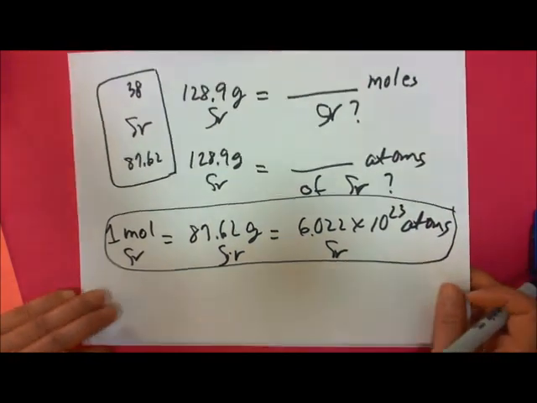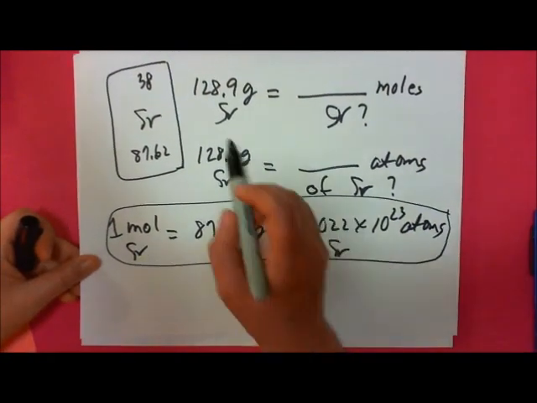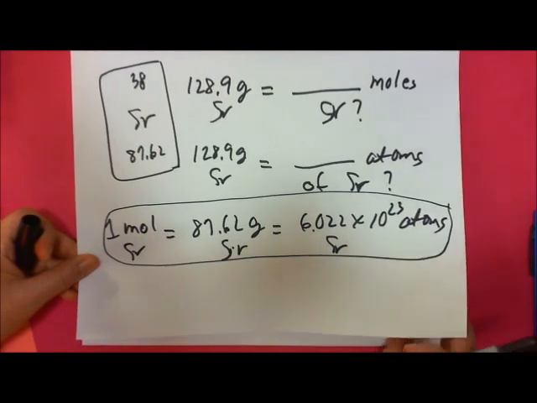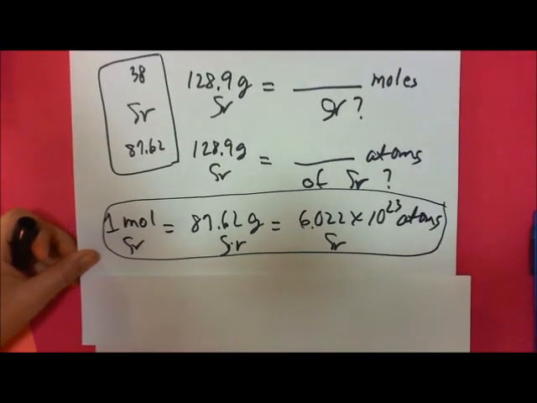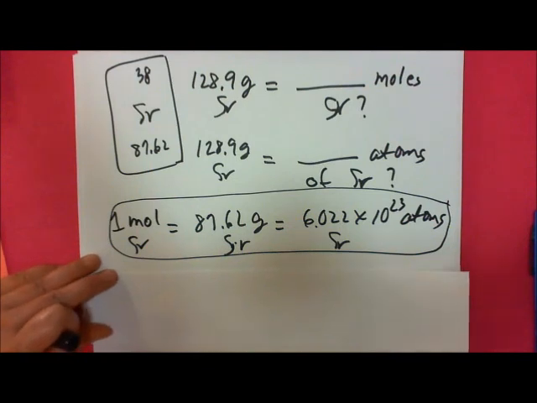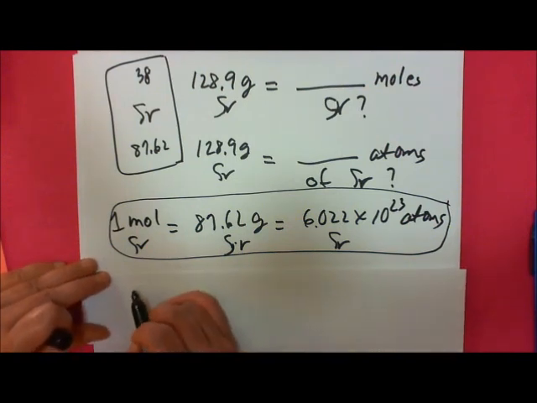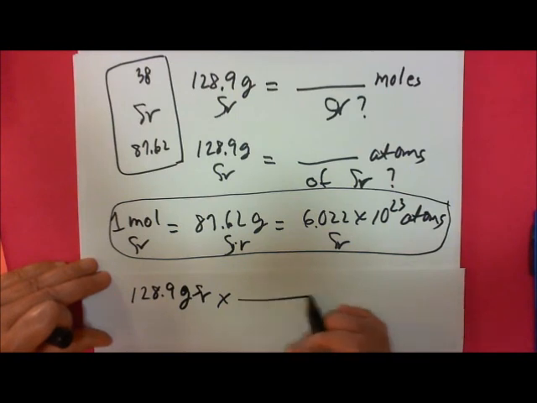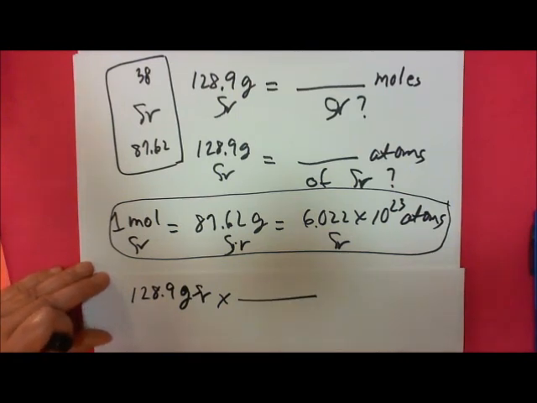So we look at what we have, and we see that we have 128.9 grams of strontium, and we would like to convert it to moles. So what we're going to do is start out with the mass of the strontium that we have. So we've got 128.9 grams of strontium, and we're going to multiply it by a conversion factor.